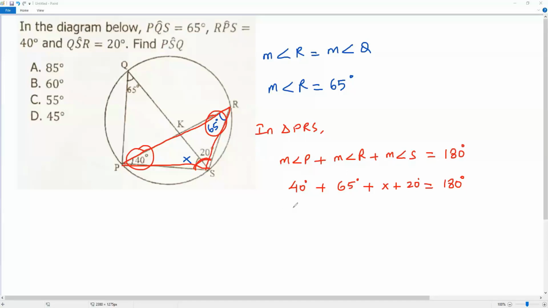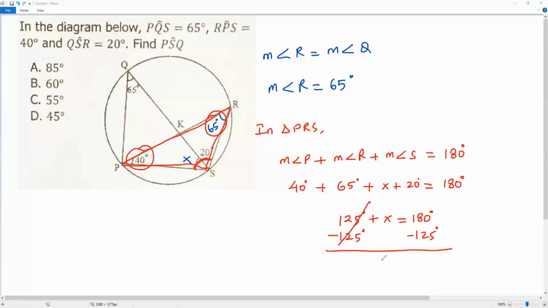Okay, let's combine the like terms on the left side. We can combine 40, 65 and 20. So when I combine 40 and 65, it will be 105. And 105 plus 20 will be 125. So 125 degrees plus X is equal to 180 degrees. So to solve for X, I have to subtract 125 degrees from both sides.